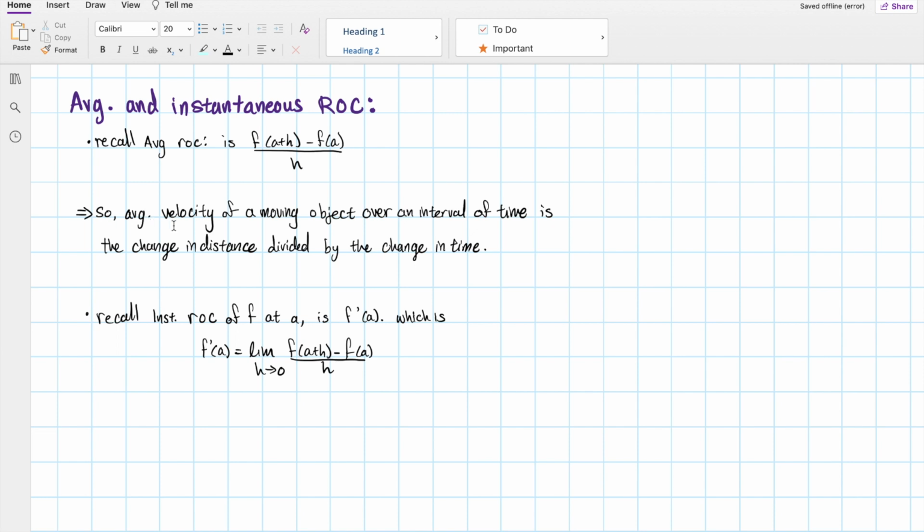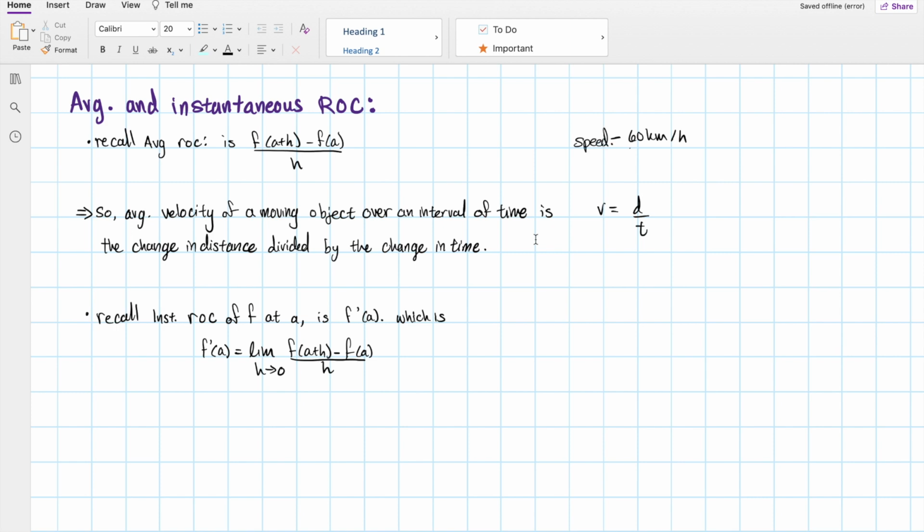So the average velocity of a moving object over an interval of time is the change in distance divided by the change in time. We've seen this formula before, right? Velocity is equal to distance over time. This is the same thing you see if you drive or if your parents drive. For example, 60 kilometers per hour is the limit, the speed in our case. So the speed is 60 kilometers per hour.